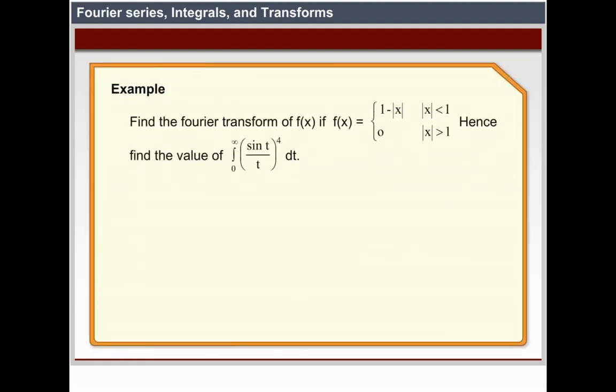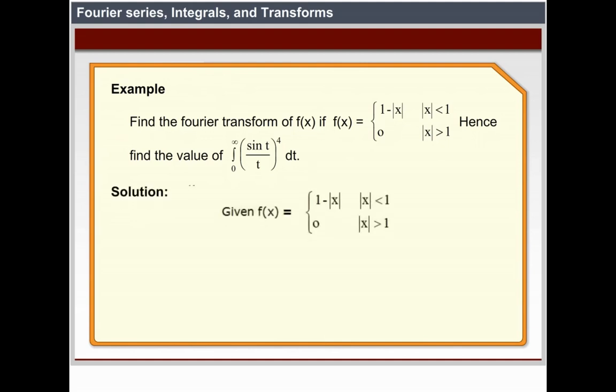Find the Fourier transform of f(x) if f(x) = 1 − |x| for |x| < 1, and 0 for |x| > 1. Hence, find the value of the integral from 0 to infinity of (sin t / t)^4 dt.